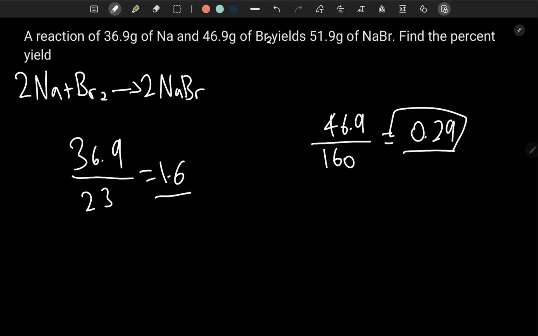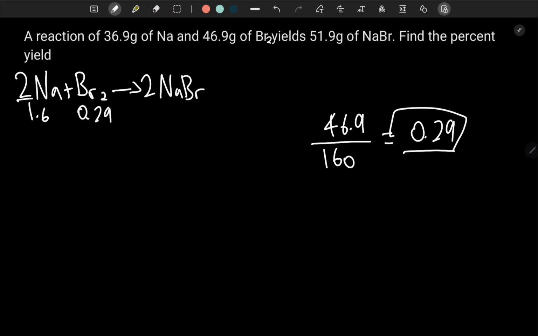And one thing I forgot to mention was you also have to divide by the coefficient in the reaction. So if we write 1.6 over here and 0.29, we need to divide by the coefficient. So the coefficient of Br2 is just going to be 1, so it's going to be 0.8 and 0.29, and still we are going to take Br2, but that's one thing I forgot to mention even in my last example. So always remember to divide by the coefficient also. Anyways, so now we know that the limiting reactant is Br2.